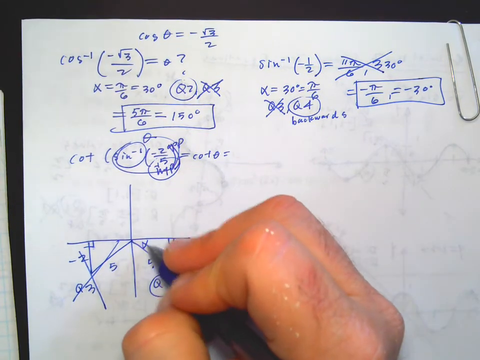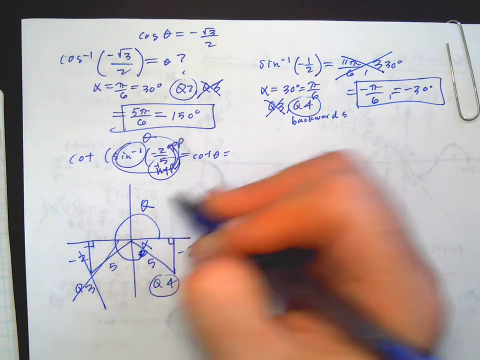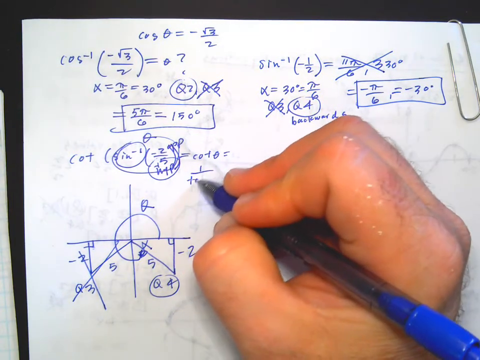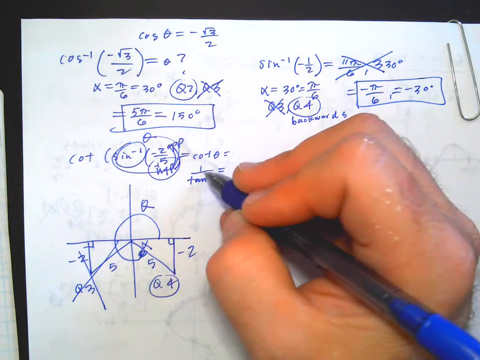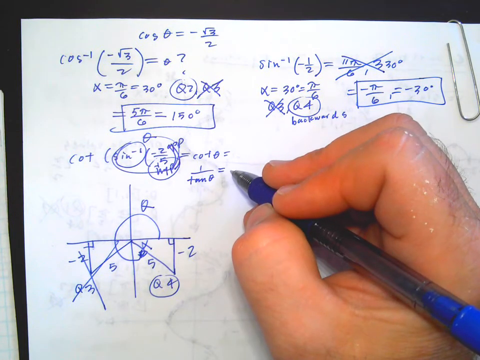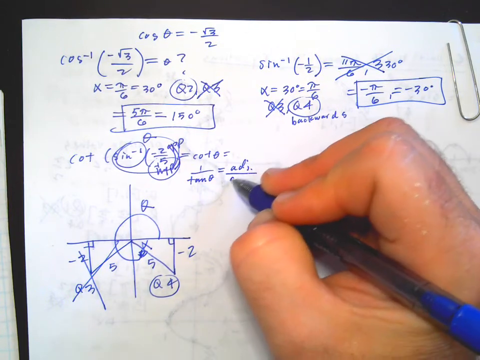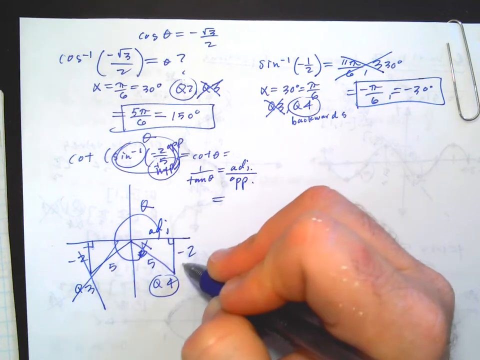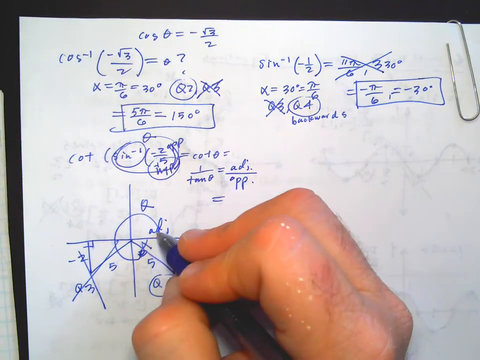So this is your alpha. This is your angle, theta. And so for cotangent, which is 1 over tangent, with tangent being sine over cosine, or tangent is opposite over adjacent, this is going to be adjacent over opposite. And so this is the adjacent side right here, and this is the opposite side. So we need to do a little Pythagorean theorem to find the adjacent side.